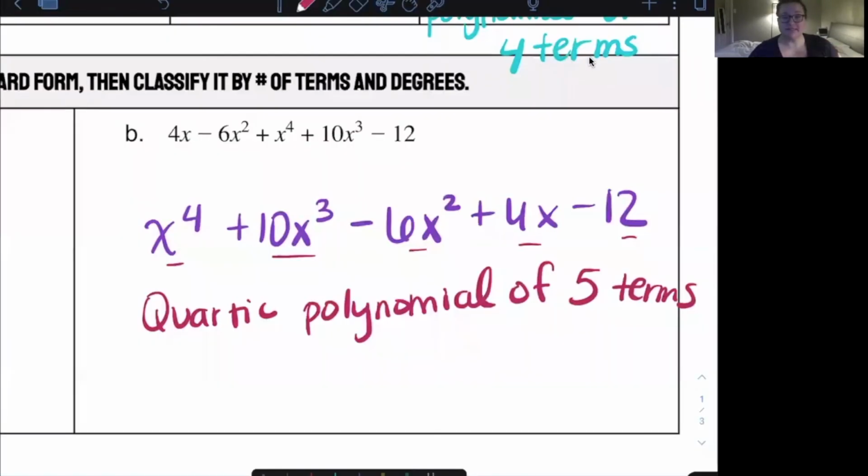So after putting this into standard form, your polynomial should read x to the 4th plus 10x cubed minus 6x squared plus 4x minus 12. Then you should notice that we have a degree 4. Our highest degree of any of these terms is 4, so it's degree 4 or quartic. And then we have 5 terms. So we name it by saying we have a quartic polynomial of 5 terms.